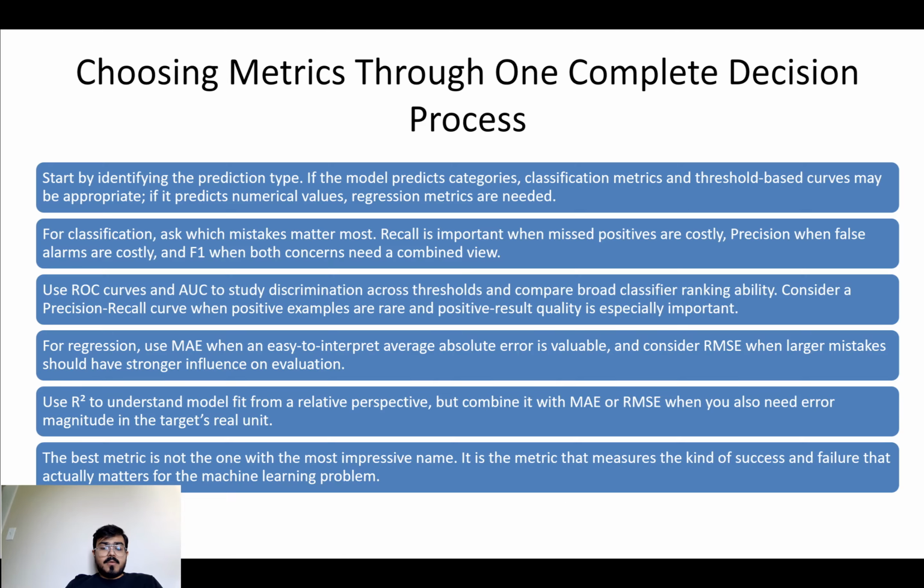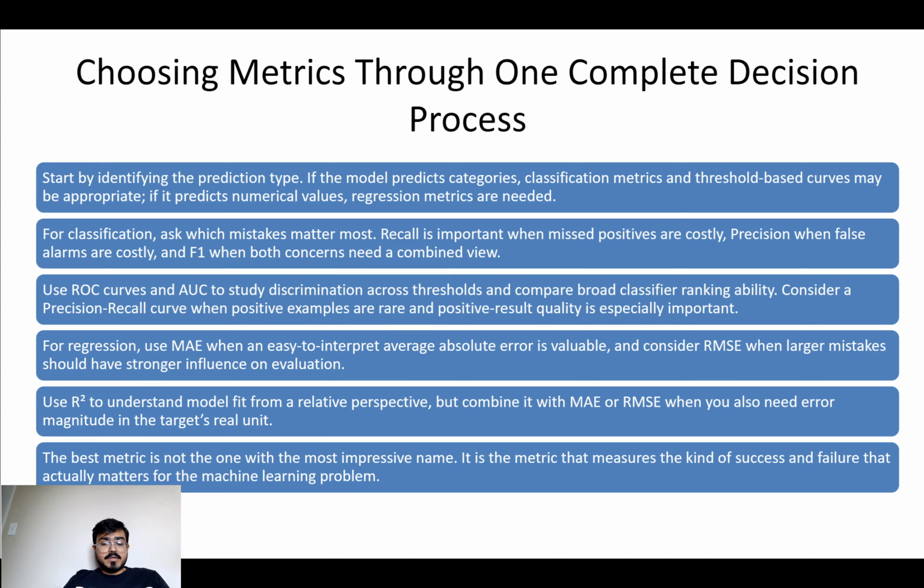After identifying the problem type, we should think about the real world objective. If missing a positive case is the biggest concern, then recall becomes very important. If reducing false alarms is a priority, then precision is often the better choice. If both precision and recall are equally important, then the F1 score provides a balanced evaluation. For regression models, MAE is useful because it tells us the average prediction error in a single unit, while RMSE gives more importance to larger errors. R squared helps us understand how well the model fits the data.